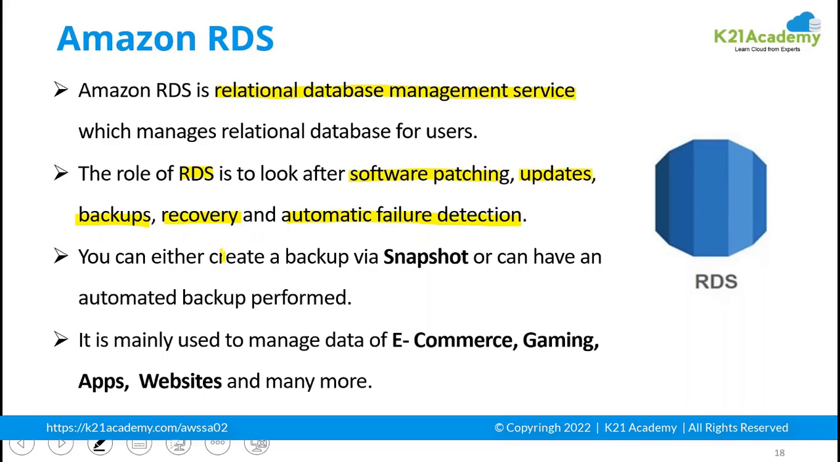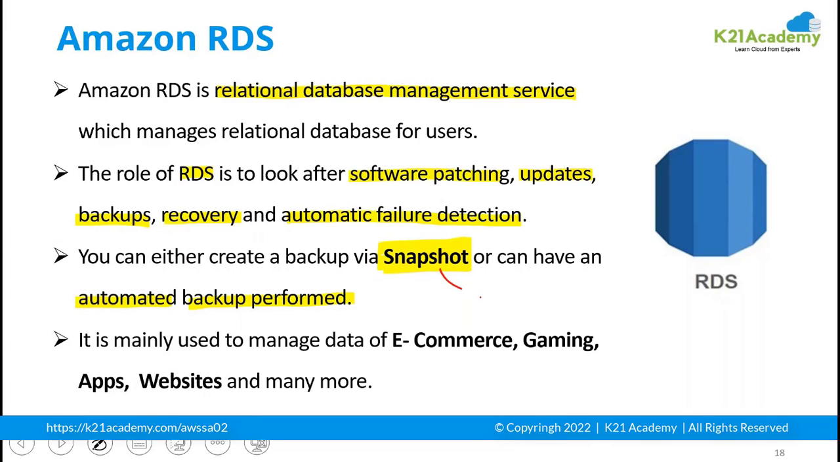You can either create a backup via snapshots, which is a manual way, or you can have an automated backup performed by Amazon itself at regular intervals. You have to tell when and how much retention, and then Amazon will take it up automatically. Or otherwise you can have a full backup, that is a snapshot, at regular intervals. So that is what an Amazon RDS service is.